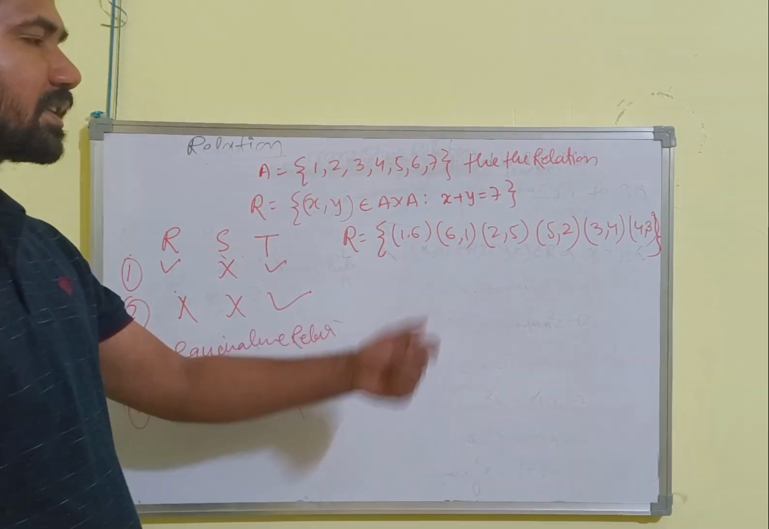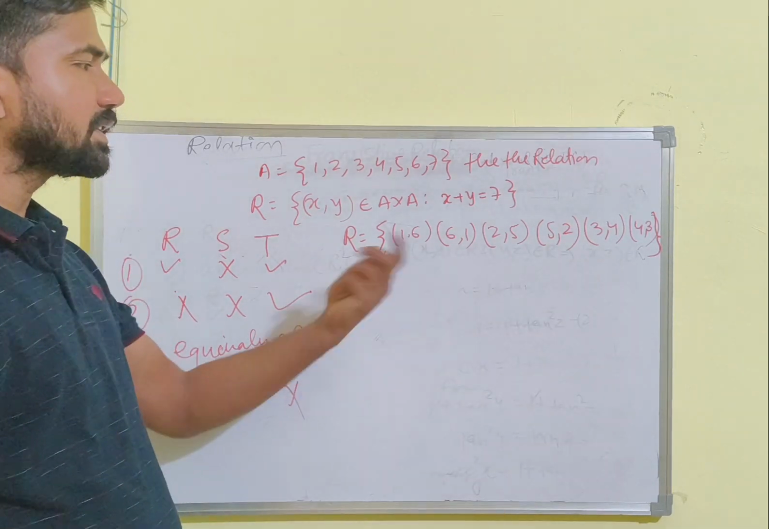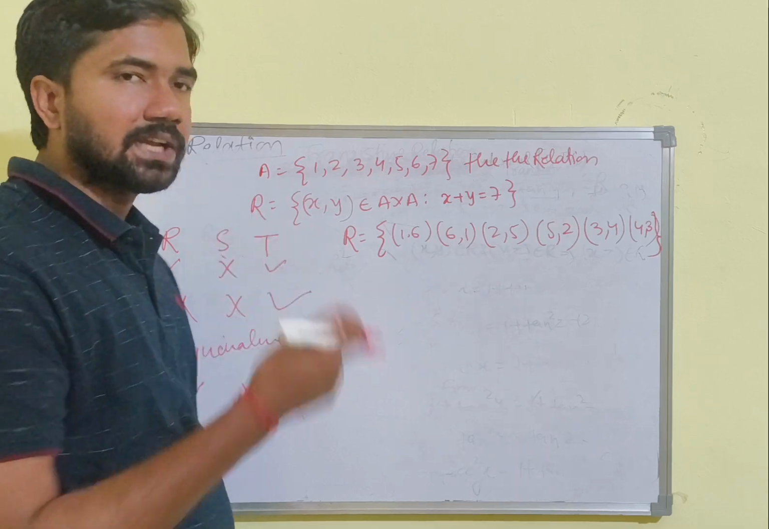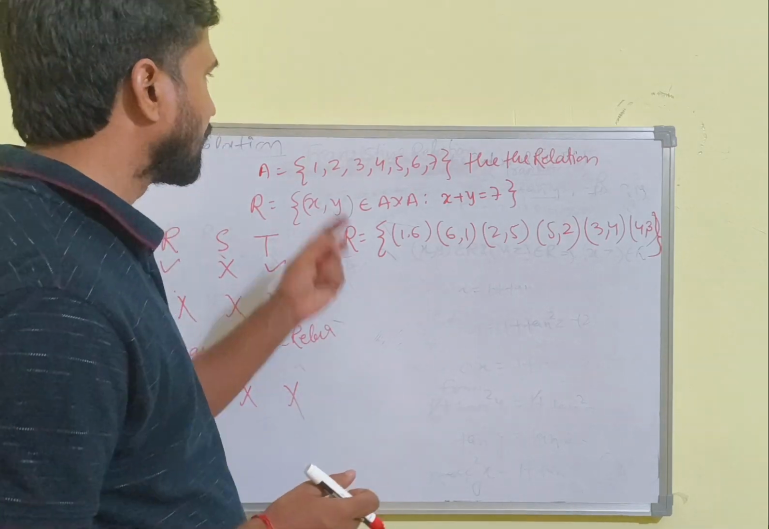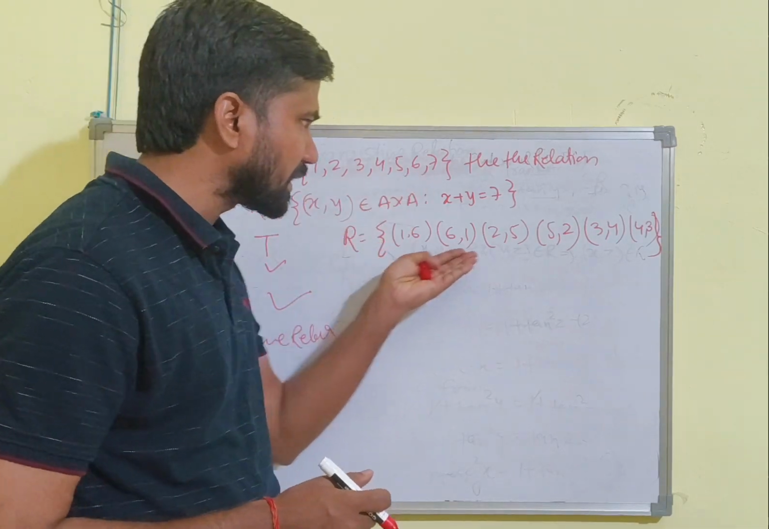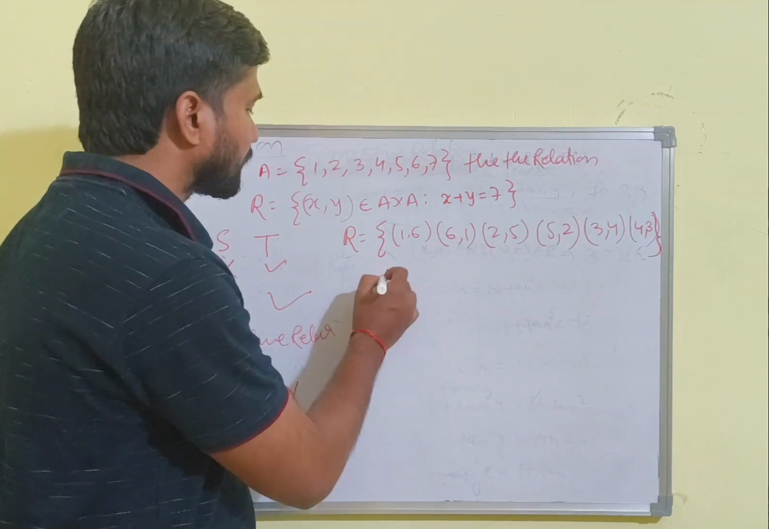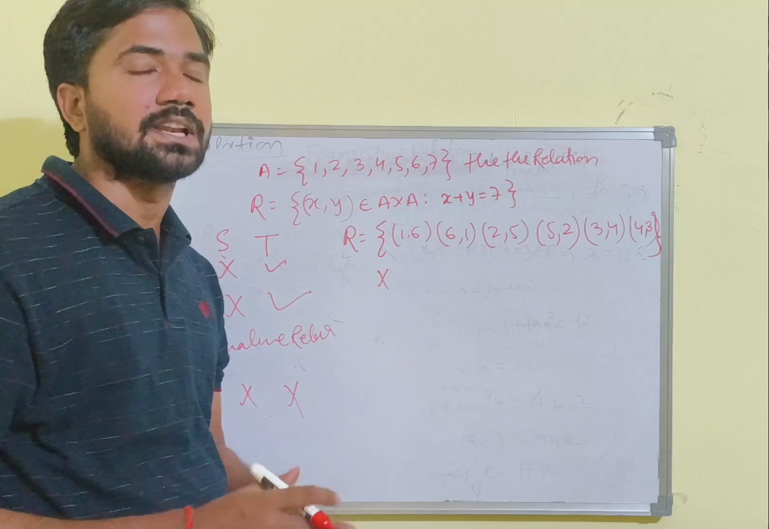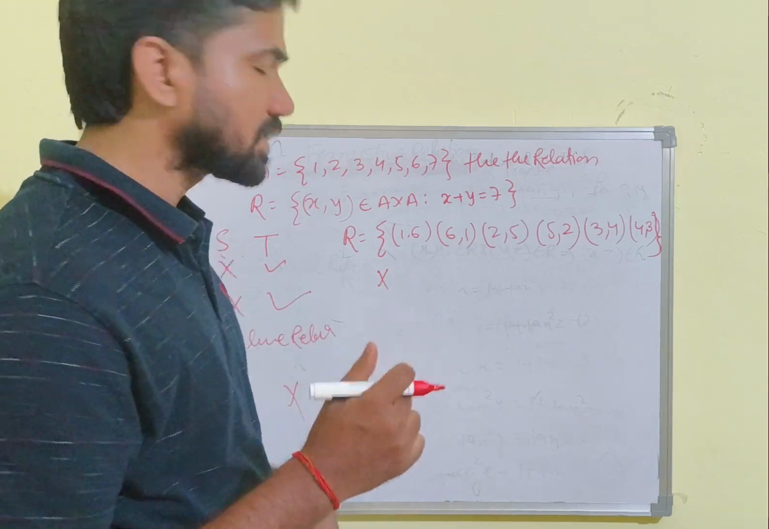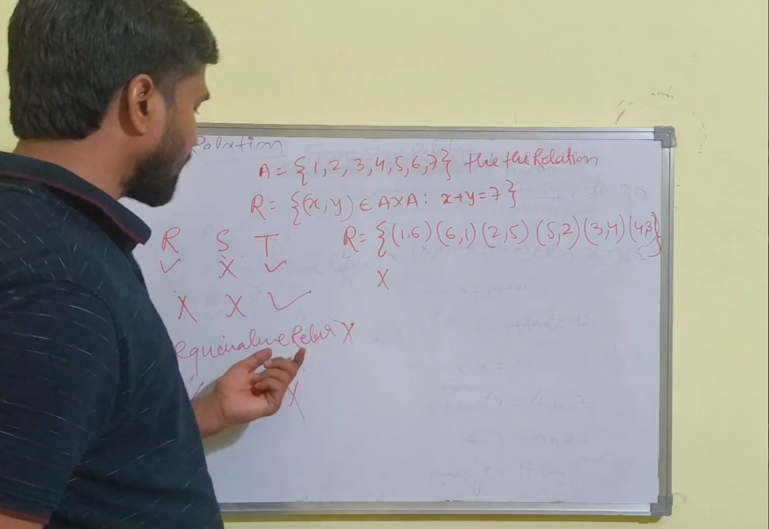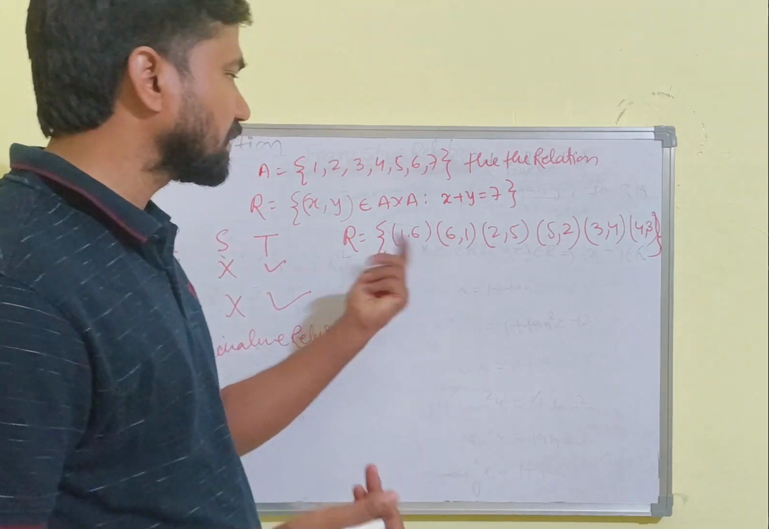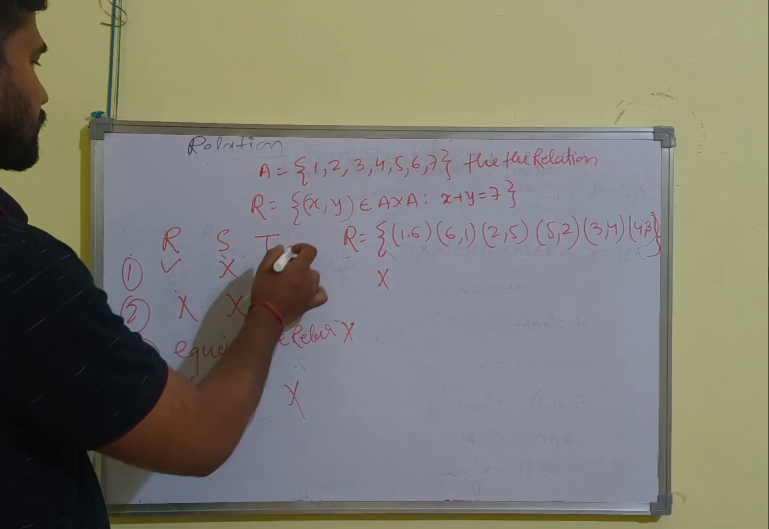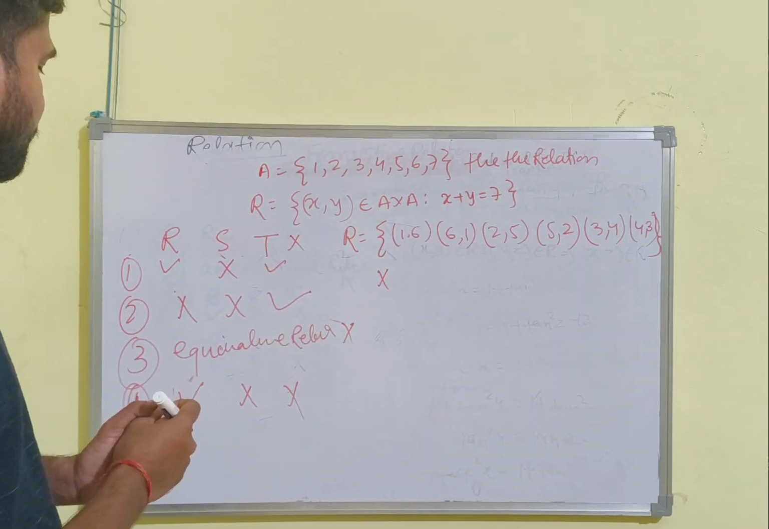Now we have to check whether it is reflexive, symmetric or not. It is very easy. See here, I told you for reflexive each and every element must be associated to itself. Here there are 7 elements, no element is associated to itself, so it is not reflexive. So definitely the option saying it is an equivalence relation is wrong. It is not reflexive, so how can it be an equivalence relation? So the first option also cannot be correct.